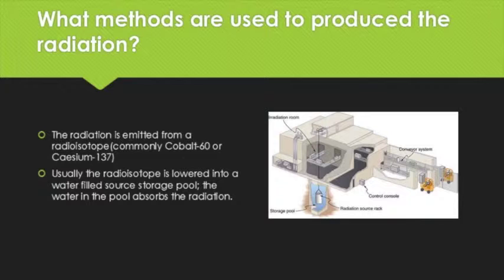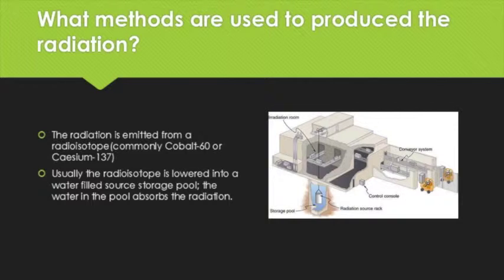What methods are used to produce the radiation? The gamma radiation is emitted from radioisotopes, usually cobalt-60 or cesium-137. Use of radioisotopes requires shielding for the safety of the operators while in use and in storage, as these radioisotopes constantly are emitting gamma rays and cannot be turned off.